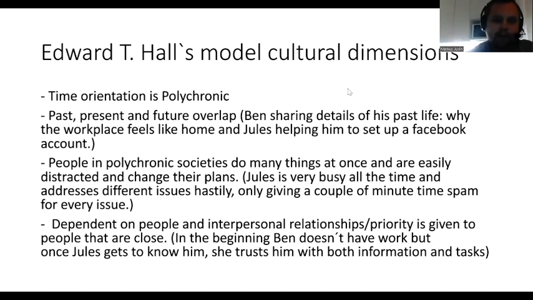In the beginning, Ben doesn't have any work at all, but once Jules gets to know him, she trusts him with both information and tasks. So this is a clear sign of the model, where priority is given to people that are close. When Ben gets closer to Jules, he also gets more information and tasks, because Jules sees Ben as a trustworthy worker who can clearly handle the tasks he's given.